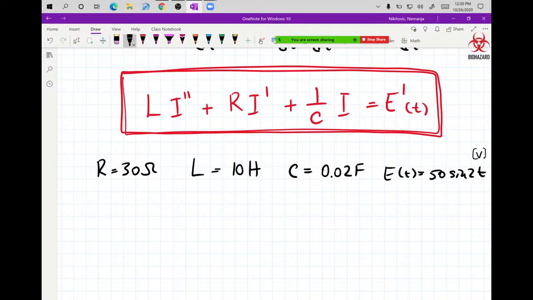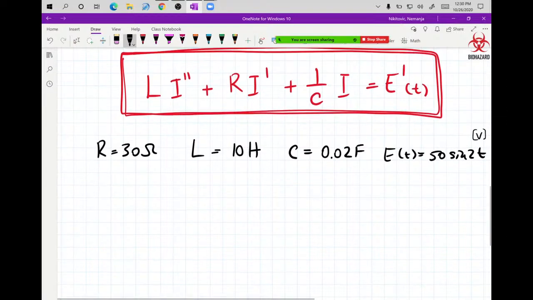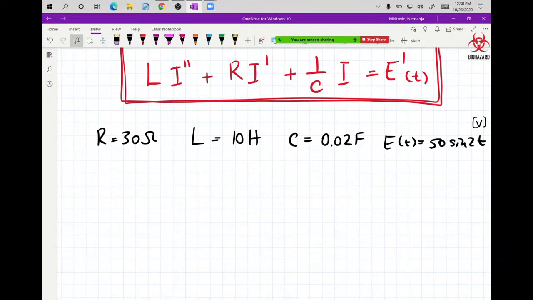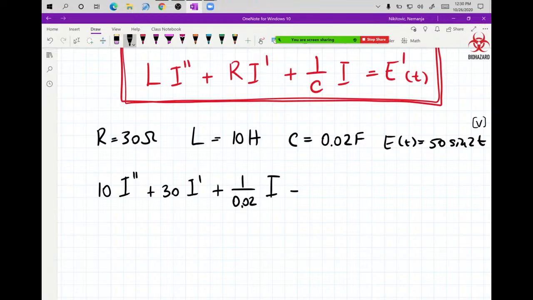Okay, so standard stuff, like always before. We'll plug in 10 I double prime. This is your X double prime from before, or Y double prime, whatever. Now it's just I. Plus 30 I prime plus 1 over 0.02 I equals, and you need now the derivative of this. Derivative of sine is cosine, so it's 100 cosine 2t.